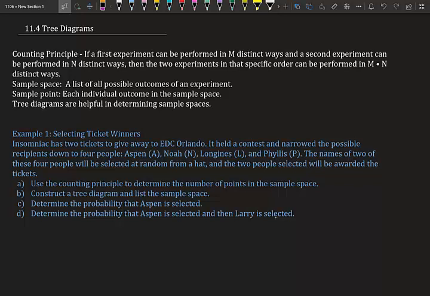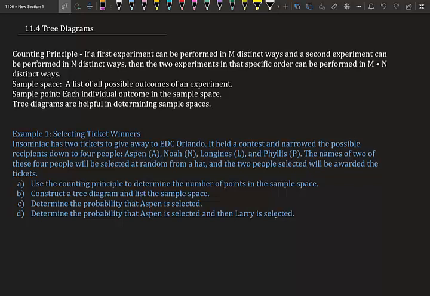11.4 Tree diagrams. Counting principle. If a first experiment can be performed in m distinct ways and a second experiment can be performed in n distinct ways, then the two experiments in this specific order can be performed in m times n distinct ways.